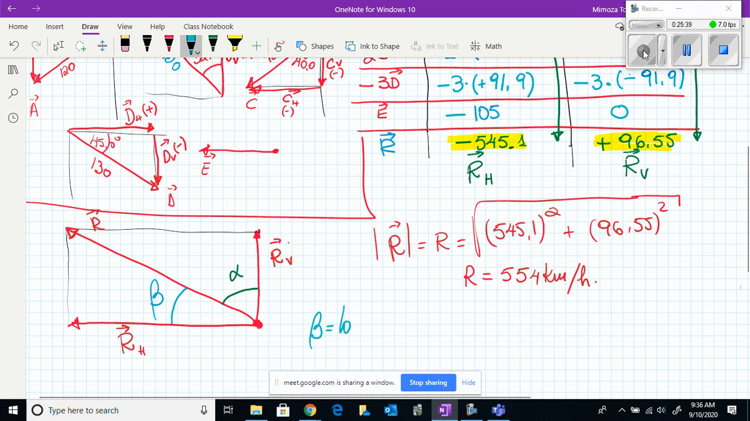So angle beta is the inverse tangent of the opposite, which is the vertical component, 96.55, and again, I'm ignoring the signs, over the adjacent, which is the horizontal component, 545.1. Again, guys, I'm ignoring the sign. And the reason is because I know where the vector is lying.